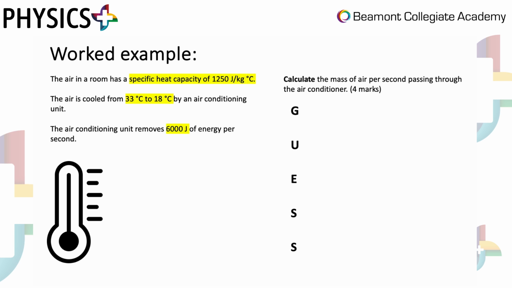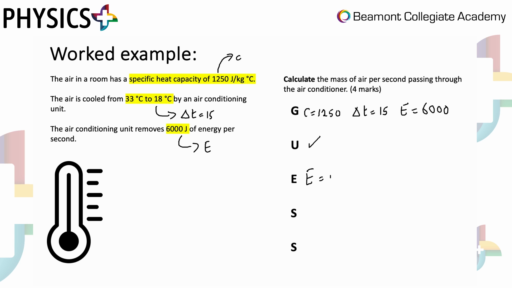Look at what we've been given. We've been given C, that's 1250. We've been given change in temperature from 33 to 18, so 33 minus 18, change in temperature is 15. Let's write that there. And we've also been given E. Units look fine. State the equation.